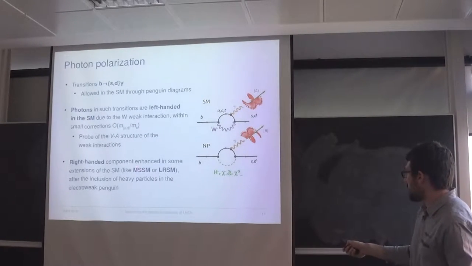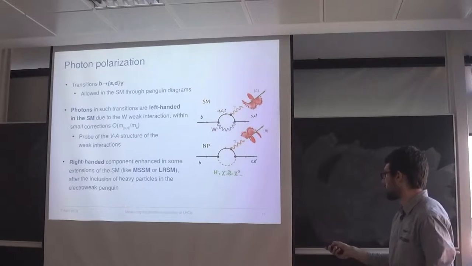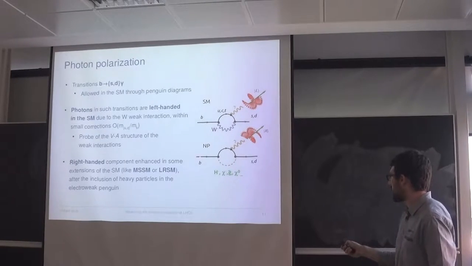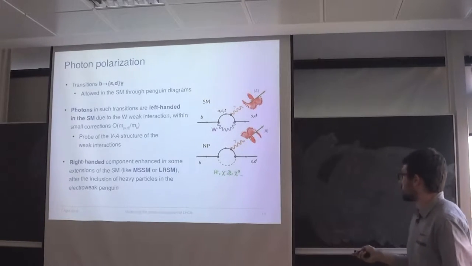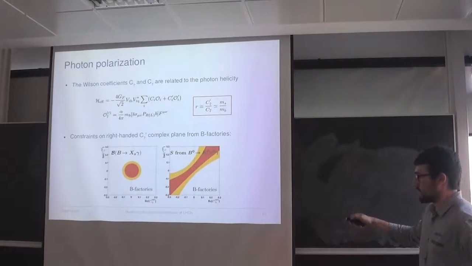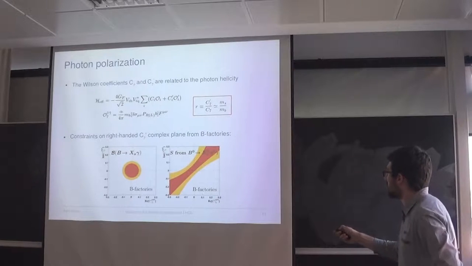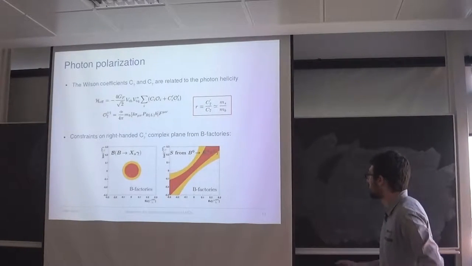But in another extension of the standard model, there could be other right-handed components through the inclusion of heavy particles in this diagram. For instance, charginos or gluinos could contribute and change the polarization of this photon. We can also relate the helicity of the photon with the C7 and C7 prime with some coefficients. These are related to this kind of diagram, radiative penguin diagrams.